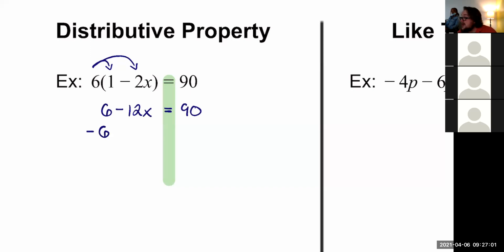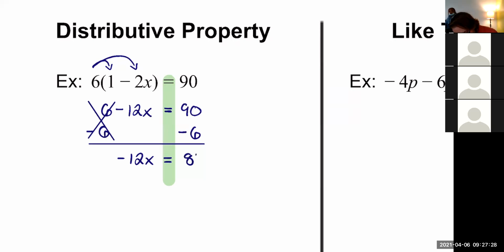And remember, one thing about equations, we like them to stay balanced. So whatever you do on one side, you have to match it on the other. So on the left, 6 take away 6 is 0, which is great because now it's out of the way. I'm going to bring down the negative 12x that I haven't messed with yet. On the right, I'm going to have 90 take away 6, which I believe is 84.